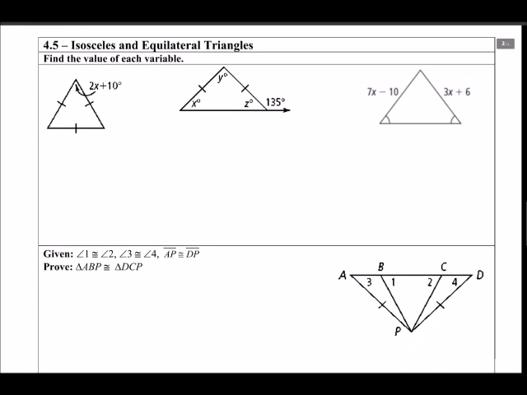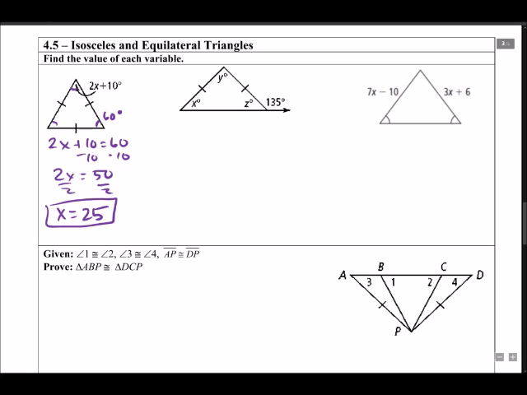Okay, 4.5 was isosceles and equilateral triangles. We want to find the value of the variable for each of these. So the first thing I see is an equilateral triangle, which means I know that it's equiangular, and I also know that they all measure 60 degrees. So this one is straightforward. 2x plus 10 equals 60. Subtract 10. 2x equals 50. Do my algebra. And x equals 25.